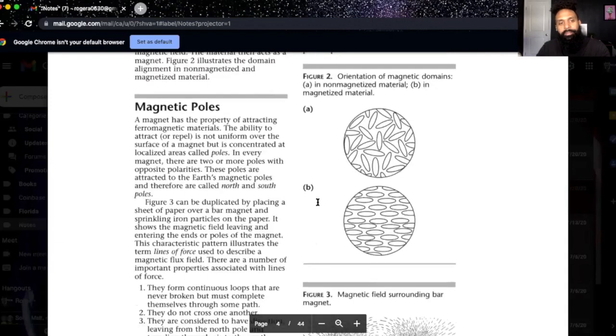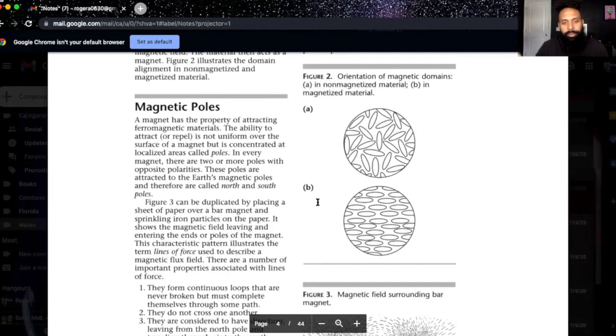Magnetic poles. A magnet has the property of attracting ferromagnetic materials. The ability to attract or repel is not uniform over the surface of a magnet, but is concentrated at localized areas called poles. In every magnet, there are two or more poles with opposite polarities. These poles are attracted to the Earth's magnetic poles and therefore are called north and south poles.